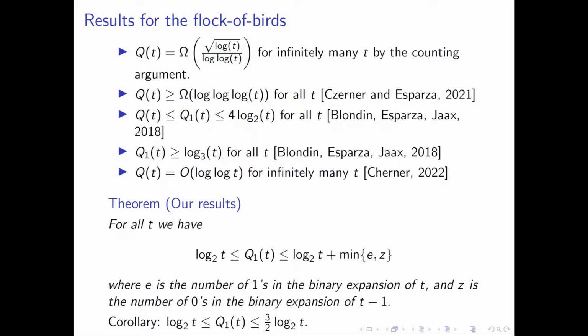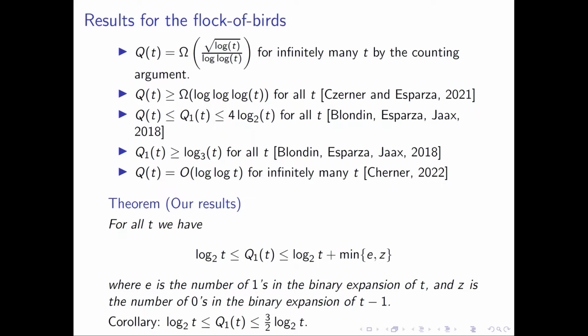And there is a much more difficult result of Czerner and Esparza, which shows that Q of t is at least log t for all t. So the difference is that this lower bound is for all t. But unfortunately, there is a huge gap.